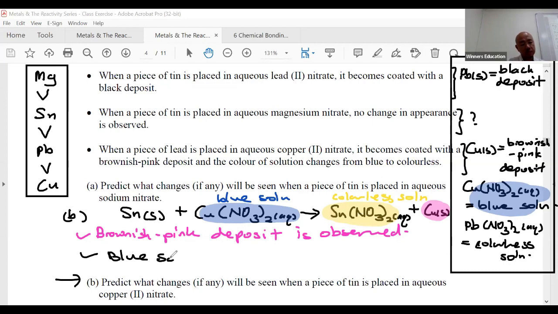Blue solution turns colorless or decolorizes. So, two observations. What I need to discuss now is why it is colorless for that tin nitrate, the one in yellow, right? Why is the solution colorless?